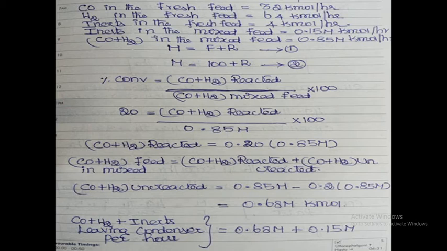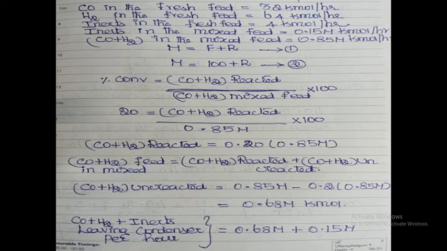So from the condenser, what gases are leaving as non-condensable gases? CO, H2, and inerts are leaving the condenser. These are the non-condensable gases. So here CO plus H2 unreacted is 0.68 M, leaving from the condenser. One more component is leaving from the condenser, that is inert.